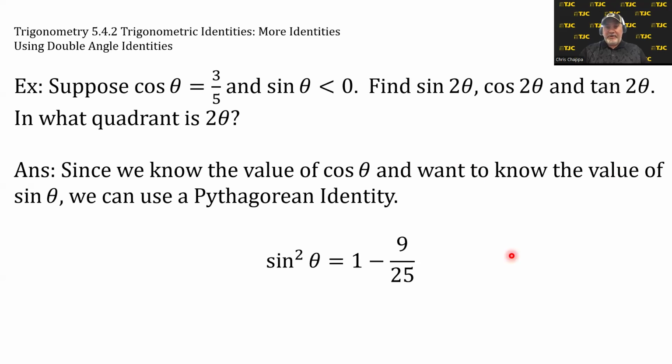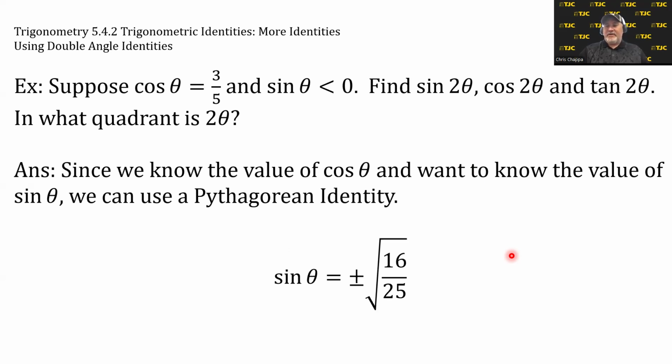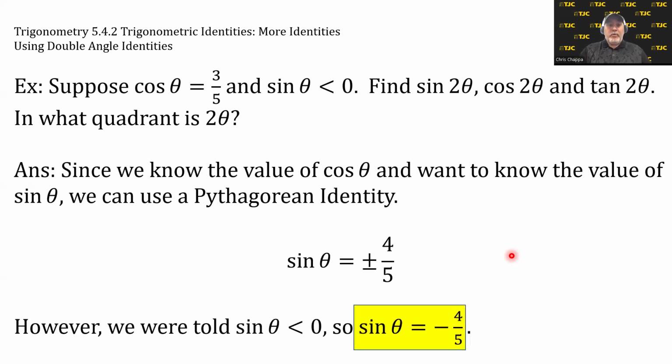Let's do the arithmetic. Common denominator is 25 over 25. Subtract to get 16 over 25. And then to isolate the sine, we would simply take the square root of both sides. Don't forget the plus minus. And conveniently in this problem, the square root of this fraction is just 4/5. So sine of theta is plus or minus 4/5. However, we were told that sine of theta was less than 0. So for this problem, sine of theta is negative 4/5.